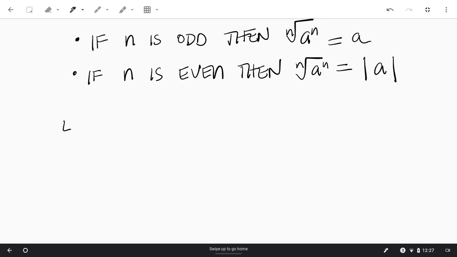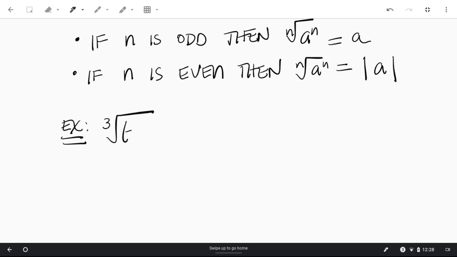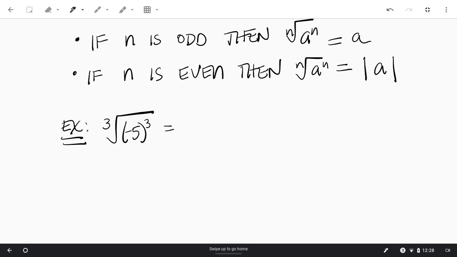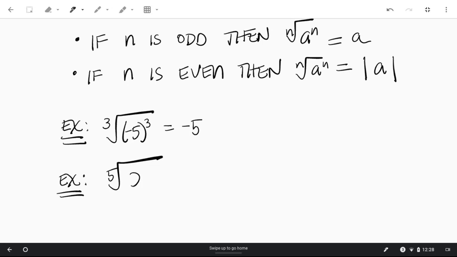All right, so for example, if you have cube root of -5 to the 3rd power, well, we're taking the cube root, which is an odd root, so this answer is just going to be -5. If we're doing this 5th root of 2 to the 5th, again, 5th root, that's an odd number, so the answer is just going to be 2.